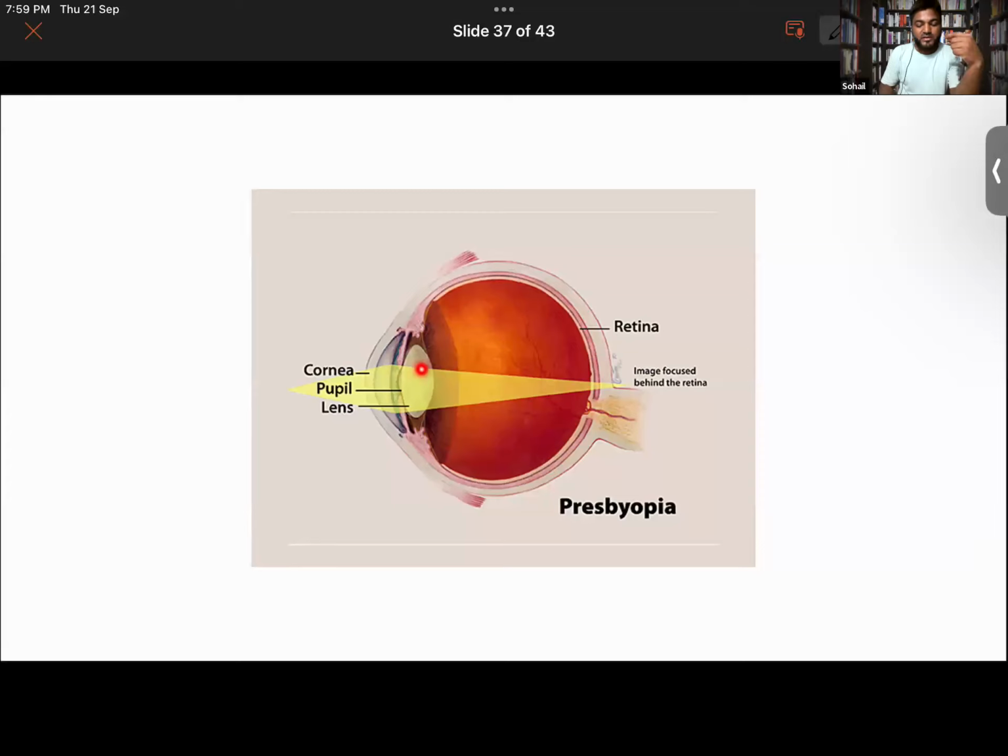Now in the case of presbyopia, with old age, what happens? The lens solidifies. It becomes solid and hardens. So here what is happening? The image is focused behind the retina. That's what happens in the case of presbyopia. Got it now? Yes, sir.